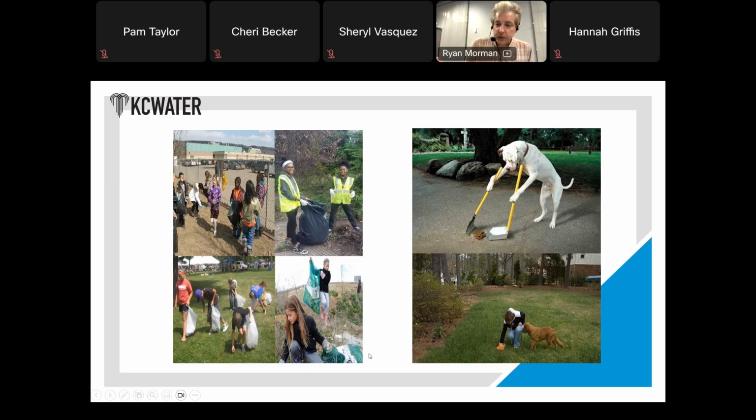So we don't obviously control the animals, the wildlife out there in nature, but our own pets. If we're able to pick up and dispose of the pet waste so it's not getting dissolved and getting into our water.